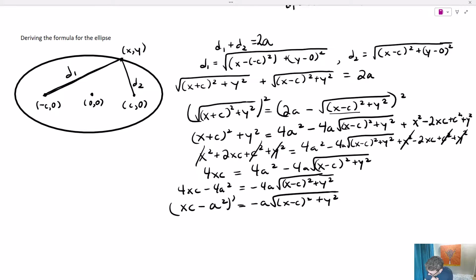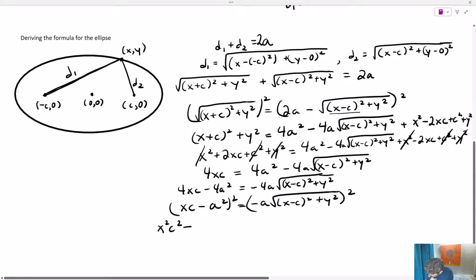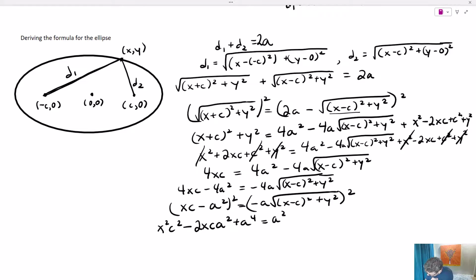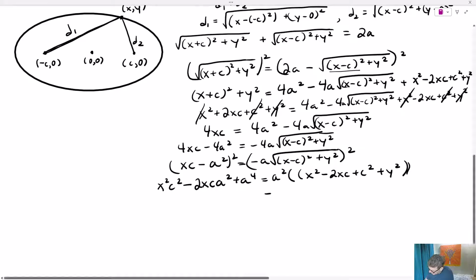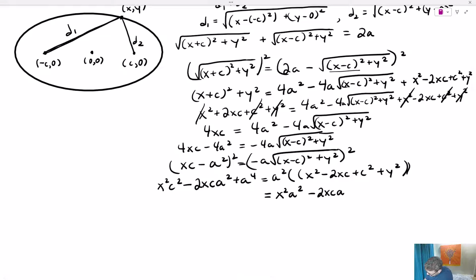Now we'll square both sides again in order to get rid of that last square root. And that is then going to give me x squared c squared minus 2xc a squared plus a to the fourth. And that'll equal then a squared times x squared minus 2xc plus c squared plus y squared. We'll go through and we'll multiply through the a squared. So this is going to give me x squared a squared minus 2xc a squared plus c squared a squared plus a squared y squared.